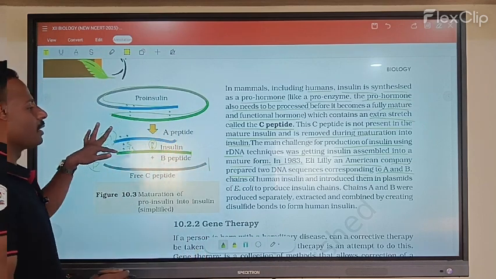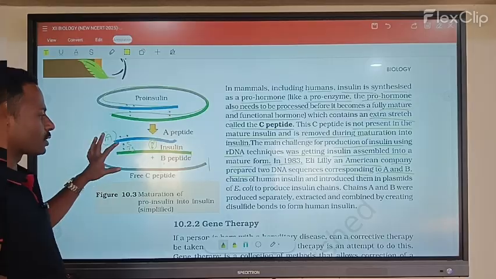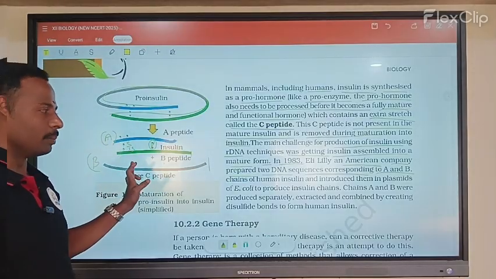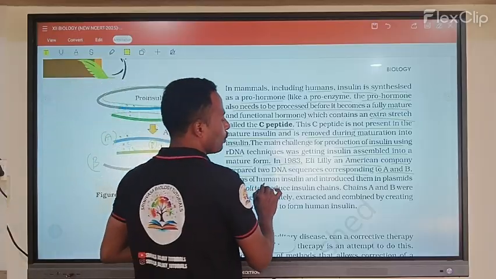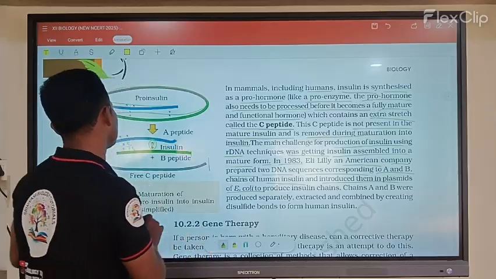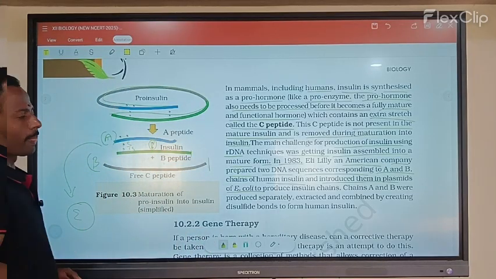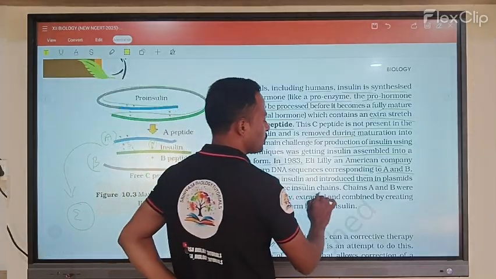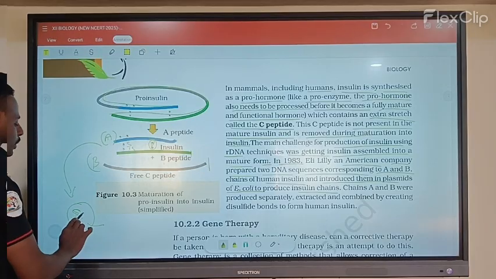So in 1983, the American company Eli Lilly developed two corresponding DNA chains, A and B. The human insulin gene was introduced into a plasmid of E. coli. So it is directly introduced into Escherichia coli. Now it produces insulin chains. So what does the E. coli produce?